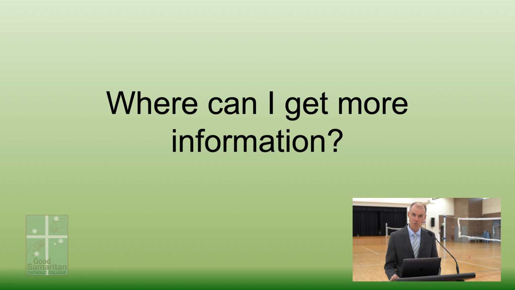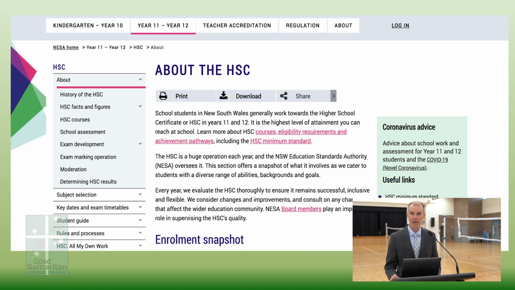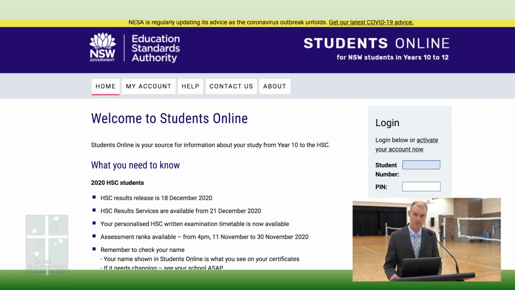If you want more information, where can you get that? Well, NESA's website has a whole raft of resources there for Year 11 and Year 12 students. And so you can go to NESA's website and look up a whole range of material there. As well as NESA's website, you've got your own Students Online account. If you haven't yet activated your Students Online account, you need to activate that now, because that is how you will do lots of interactions with NESA, and that's how you'll receive your results in 12 months' time. So activate your account if you haven't already done so.